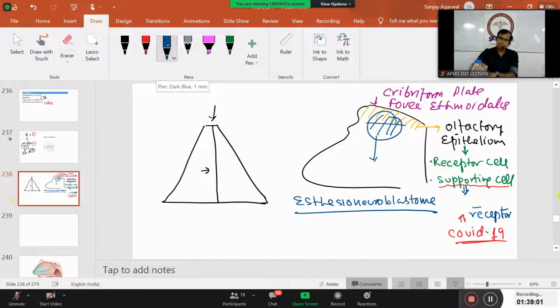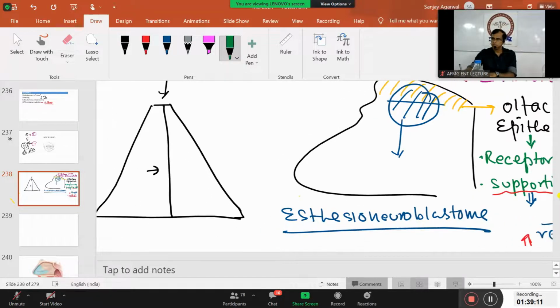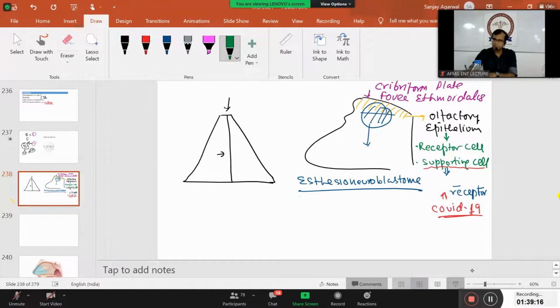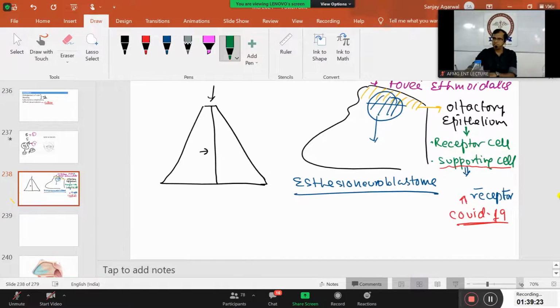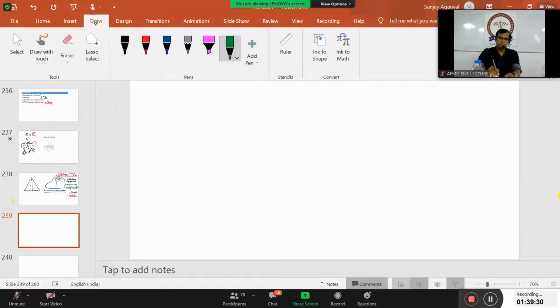And the third point is, the third thing you have to know is sometimes this cribriform plate gets fractured. So if there is a fracture of the cribriform plate, what will happen? CSF will start flowing from the nose. And if the CSF starts flowing from the nose, what is it called? CSF rhinorrhea. So fracture of the cribriform plate may cause what is called CSF rhinorrhea.